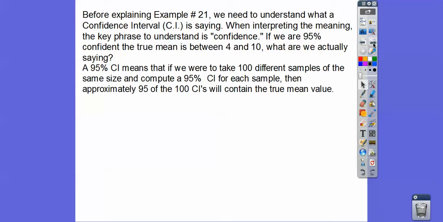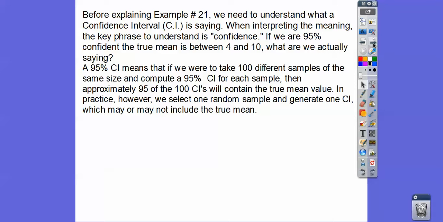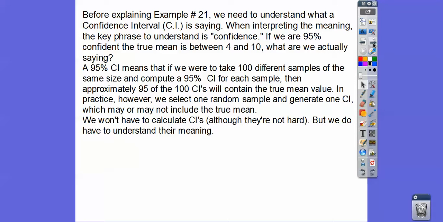A 95% confidence interval means that if we were to take 100 different samples of the same size and compute a 95% confidence interval for each sample, then approximately 95 of those 100 intervals will contain our true mean. That's what that means. In practice, though, we select one random sample. We don't do 100 different ones. We select one random sample from the population and generate a confidence interval, which may or may not include the true mean. We're not going to have to calculate what a confidence interval is, although that isn't hard, but we do have to understand its meaning.